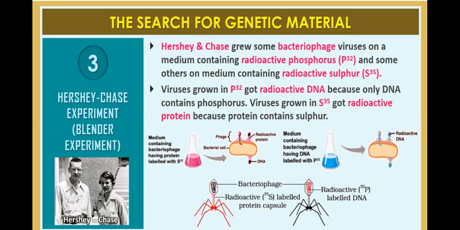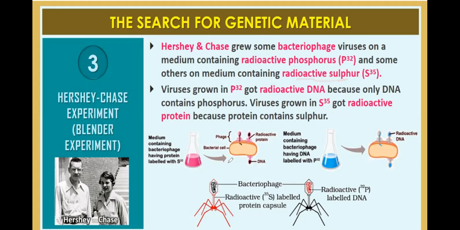So there were two scientists, Hershey and Chase. They conducted one experiment to prove what the genetic material is. Hershey and Chase grew some bacteriophages. What is a bacteriophage? The viruses which attack bacteria are called bacteriophages. So Hershey and Chase grew some bacteriophages on a medium containing radioactive phosphorus, and some others on a medium containing radioactive sulfur.